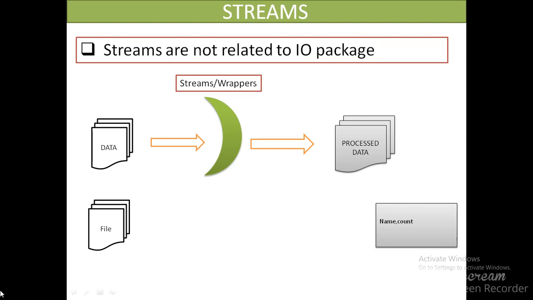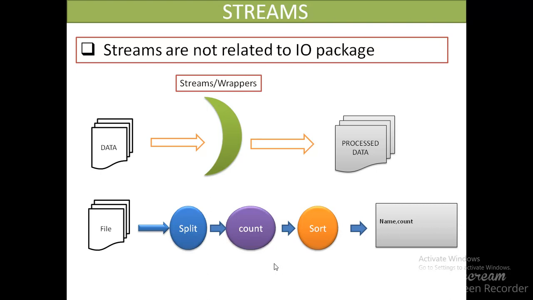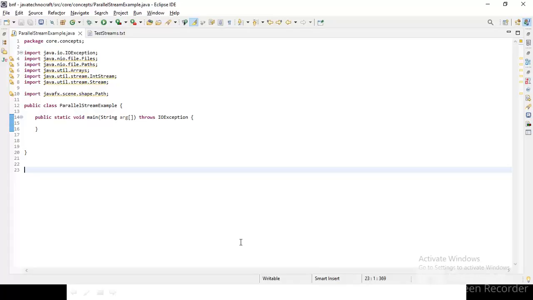From the logic point of view, you would first split all the content into words. After splitting, you will count the recurring words so that you get the count, and you will sort it either ascending or descending, whatever is required. So finally you have it. This is the processing logic that you will apply. Streams come into the picture to process this kind of logic on a huge amount of data. Let's do it in a simple demo.